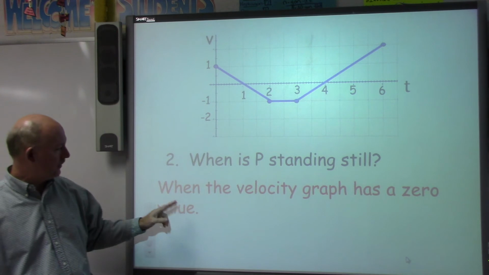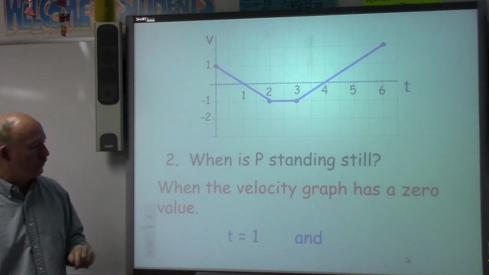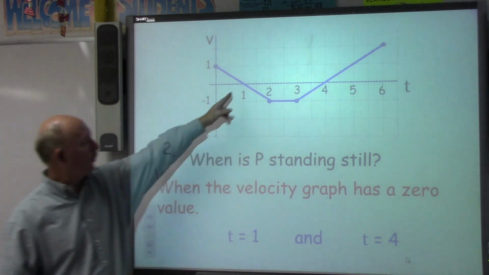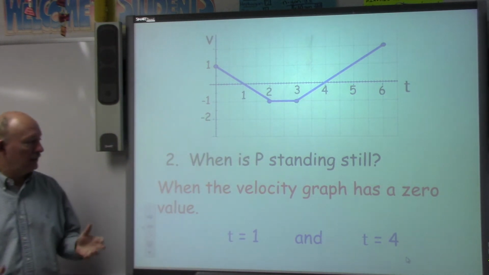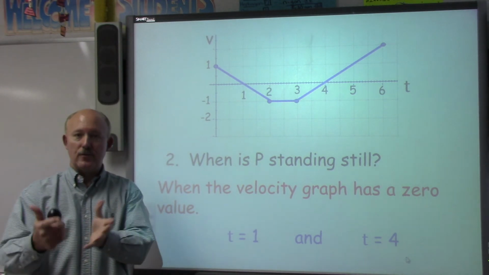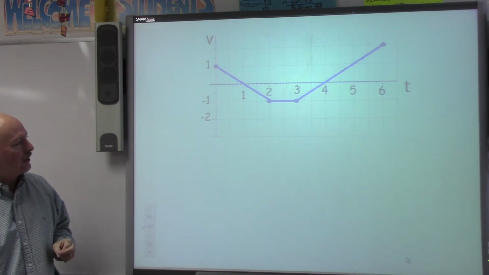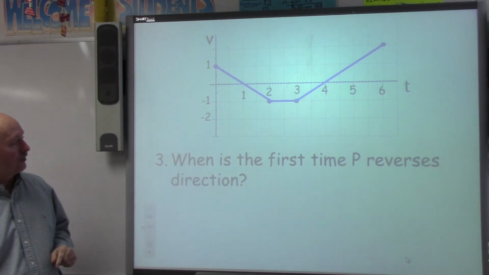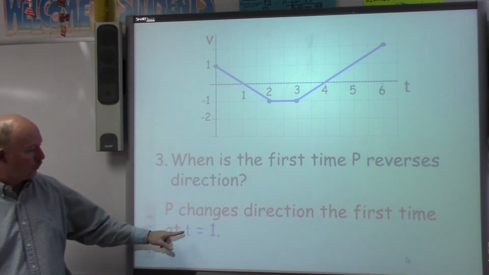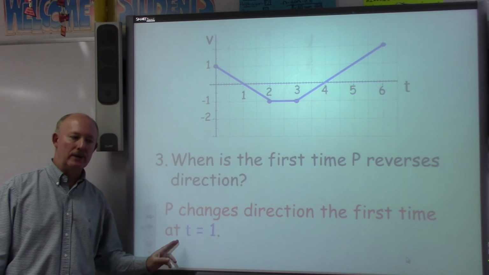So when the velocity graph has a 0 value, that would be at t equals 1 and t equals 4. Those are where it changes direction. As it changes direction, it has to stop for just an instant, and then it'll move in the other direction. Now, second question about our graph. When is the first time that the particle reverses direction? Well, that would be at t equals 1. So P changes direction the first time at t equals 1 unit.